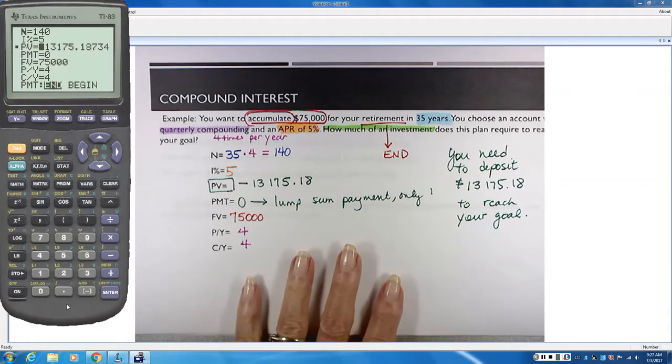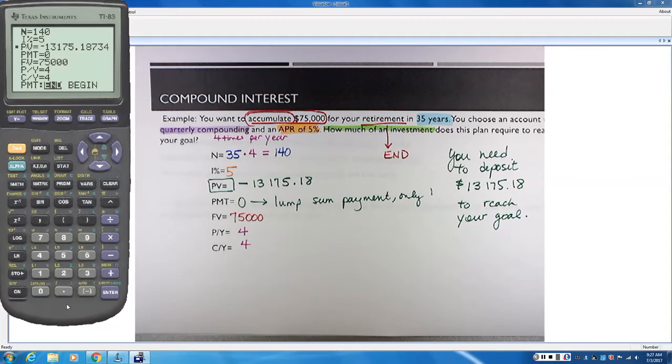Now, this is not part of this problem, but I'm going to ask you a question. How many of y'all think at any point in your life you're going to have $13,175.18 laying around that you don't need, that you're going to put in the bank and leave it alone and not touch it? Do you think anybody in here could not reach a goal of $75,000 for their retirement in 35 years if they were allowed to put the money in a little at a time? What if you could make monthly payments?